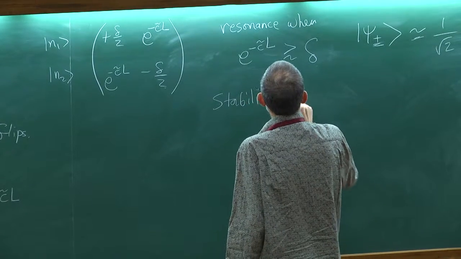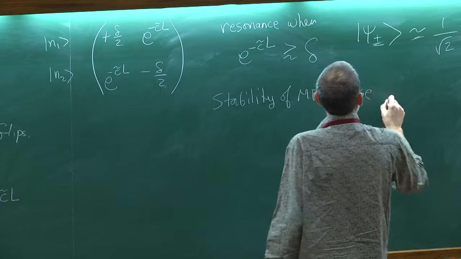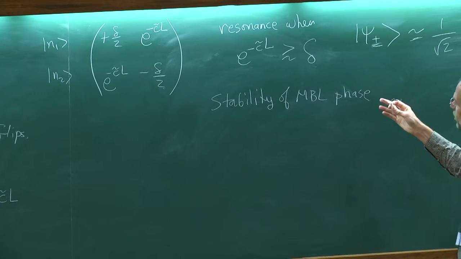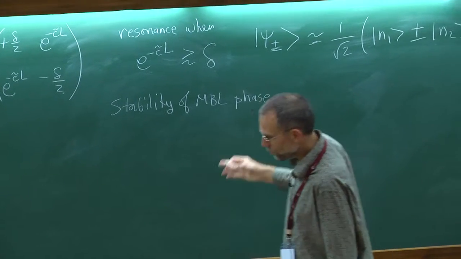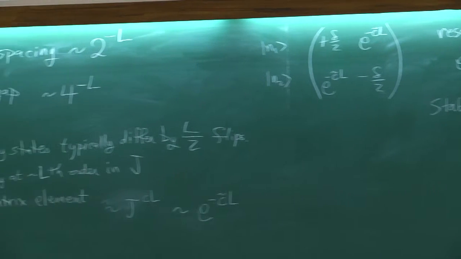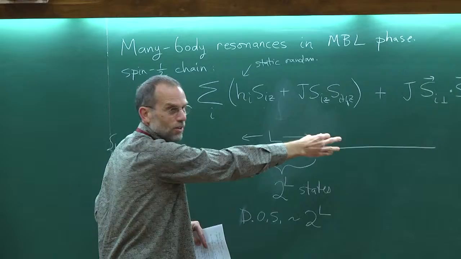So, stability of the MBL phase. For stability of the many-body localized phase, what you want is you take a candidate state and you want to ask, is that state localized, right?